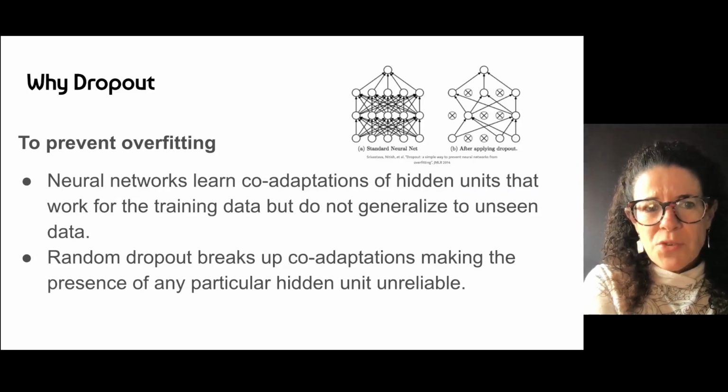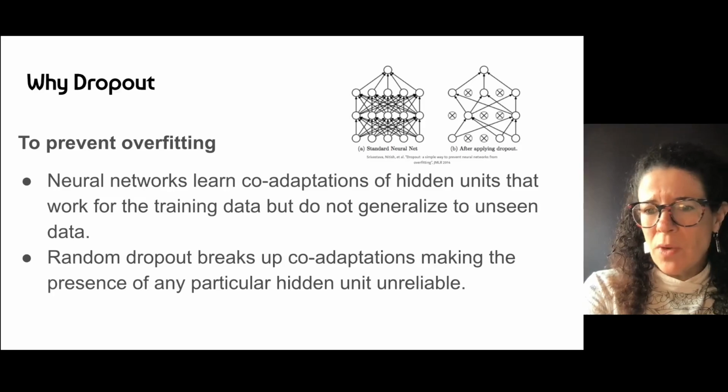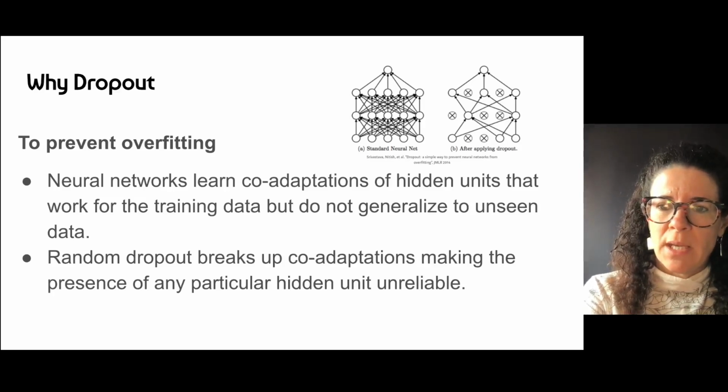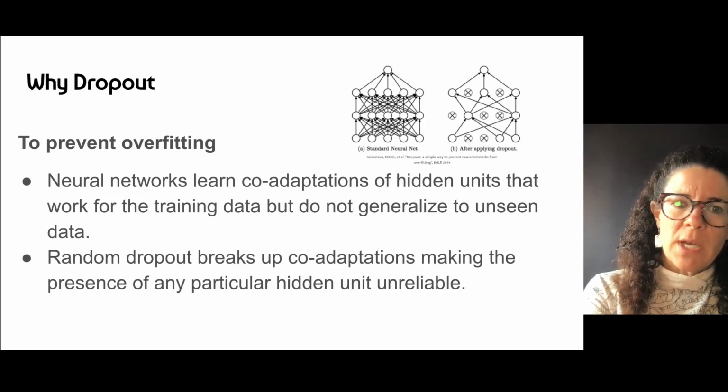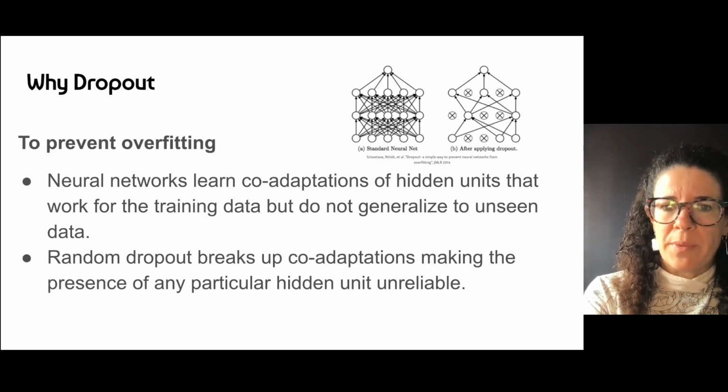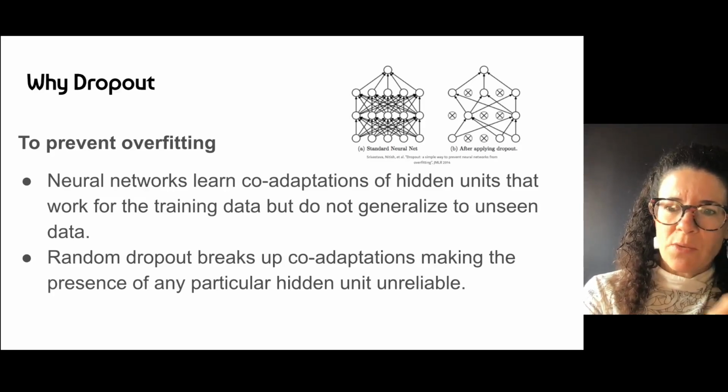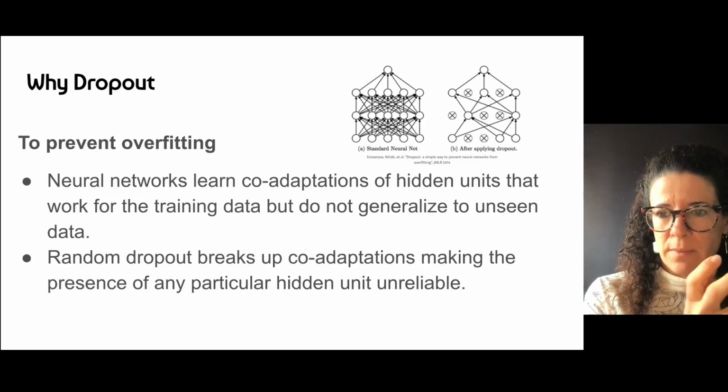So why is Dropout really, what is it doing? Why is it actually working better than a regular network? It turns out that neural networks learn co-adaptation of some of these hidden units that can work on training data, but don't generalize well to data that is not being seen by the model.